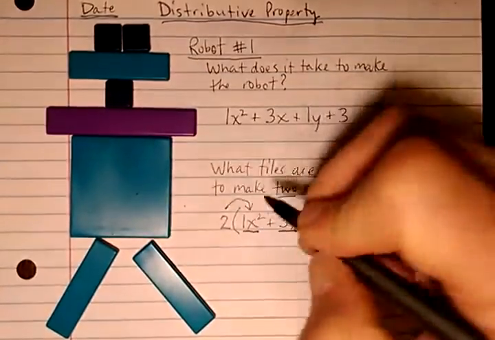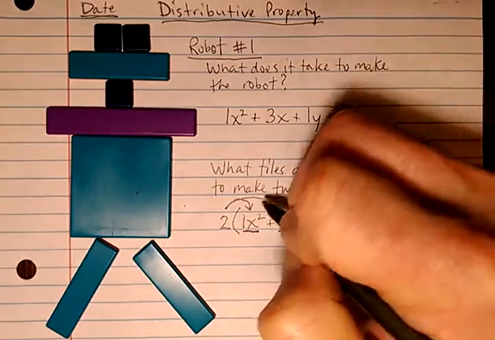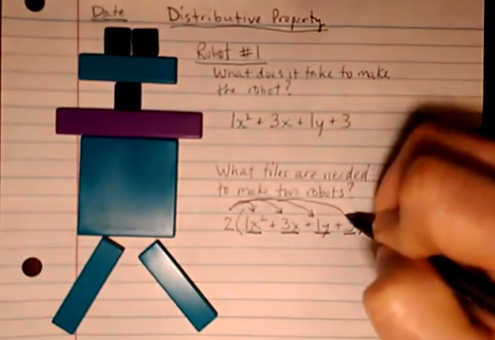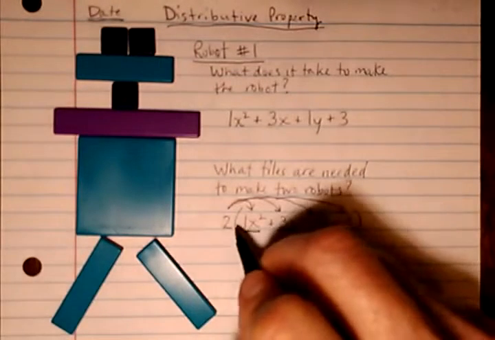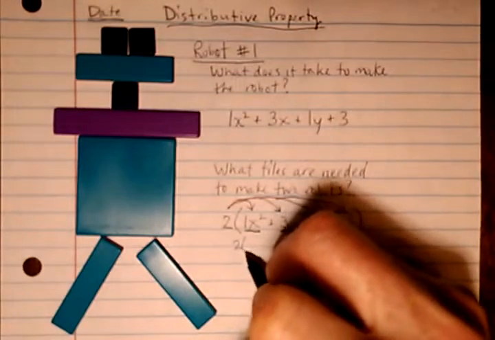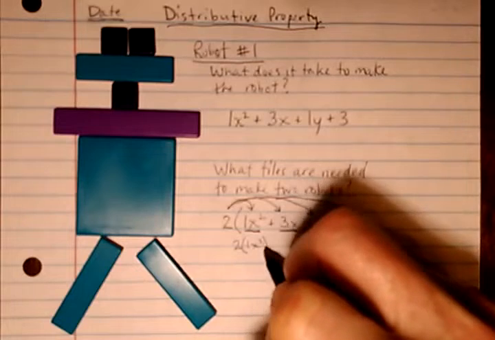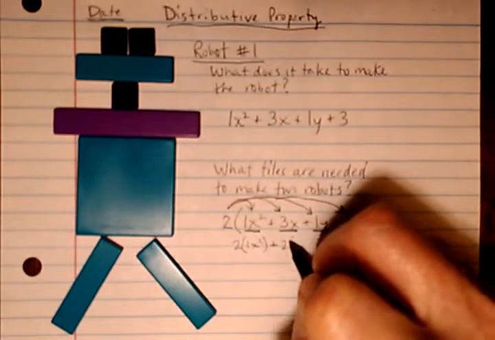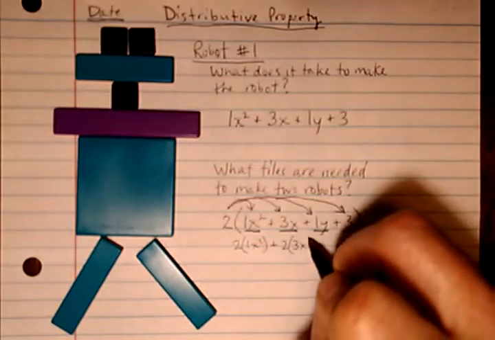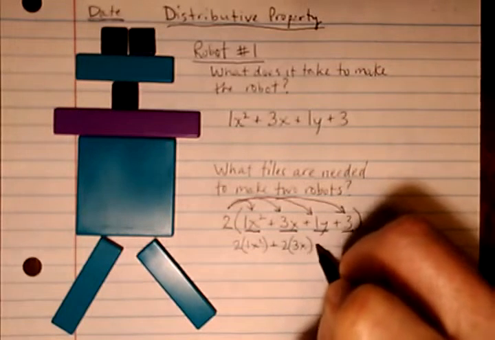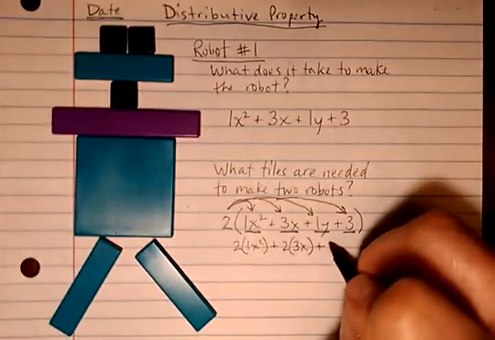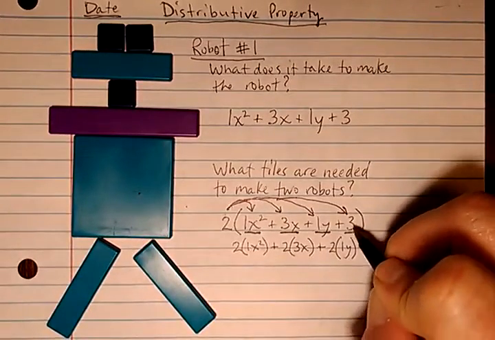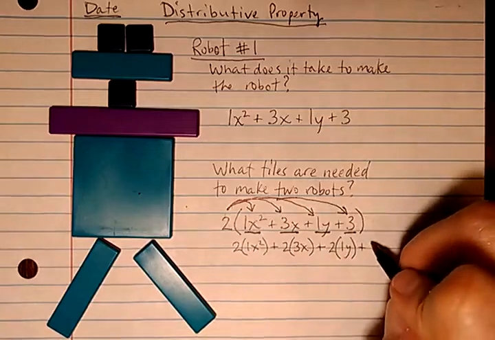2 is going to go there, there, there, and there to multiply. So we're going to do 2 times 1x squared, plus we're also going to do 2 times the 3x, plus we also have 2 times the 1y, plus we have our 3 right there, so it's going to be 2 times the 3.